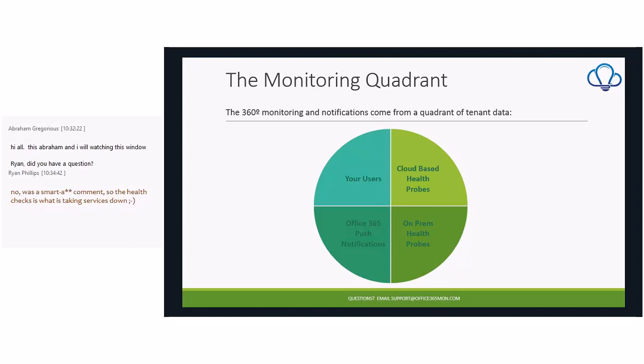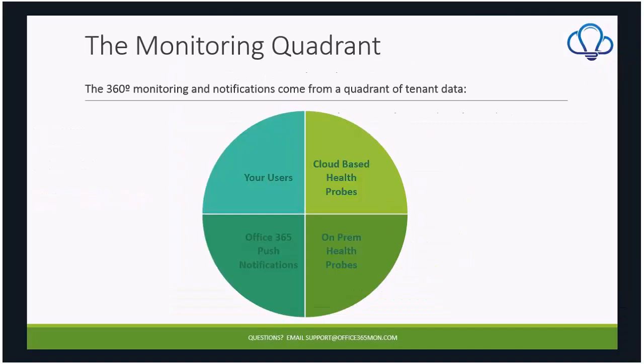So this is what we call the monitoring quadrant, and where we get all of this data that we use to help determine the health of your tenant. We start out with our bread and butter, what we began with, which is our cloud-based health probes, issuing probes to your tenants to ascertain whether they're up or down. We added to that the on-prem health probes, which, as I mentioned earlier, are a companion piece that works in conjunction with our cloud-based health probes.